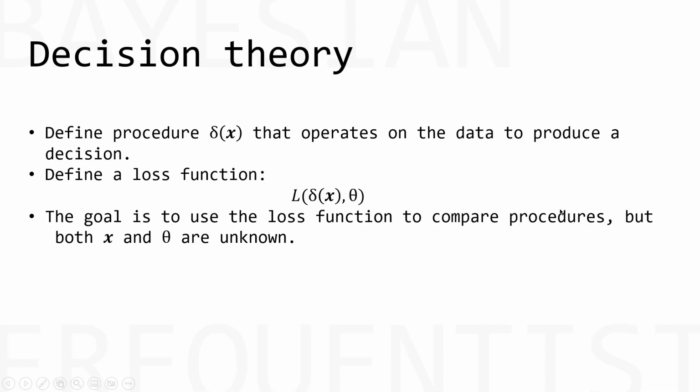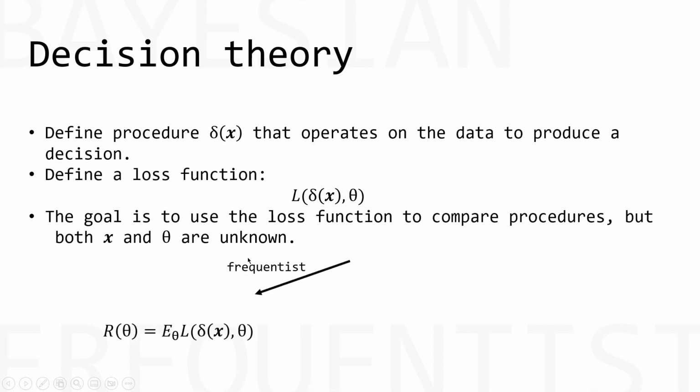But we have a problem since both x and theta are unknown. X is random, and theta is also unknown. So there are two basic approaches that we can use to solve this problem. We can take the expectation of the loss function with respect to x, or take the expectation with respect to theta.